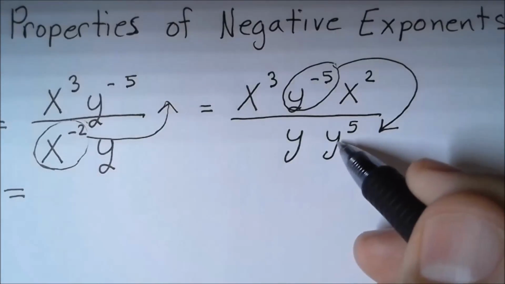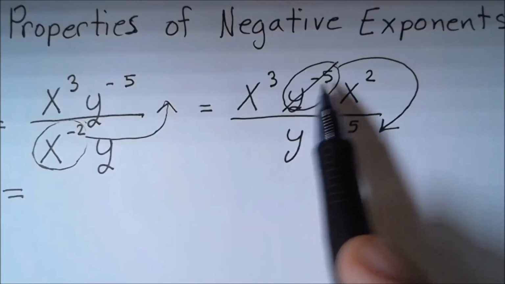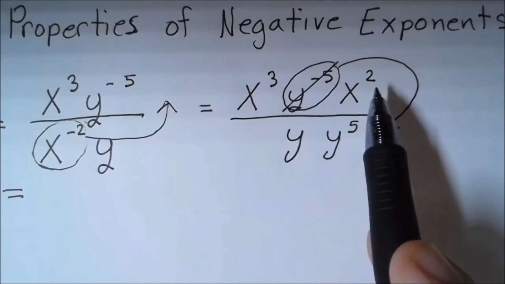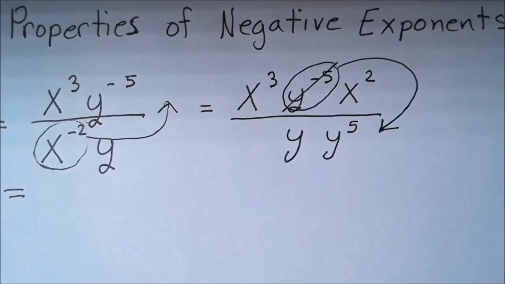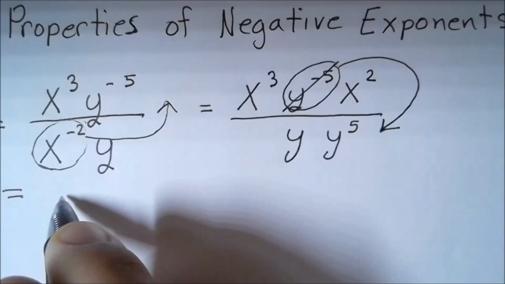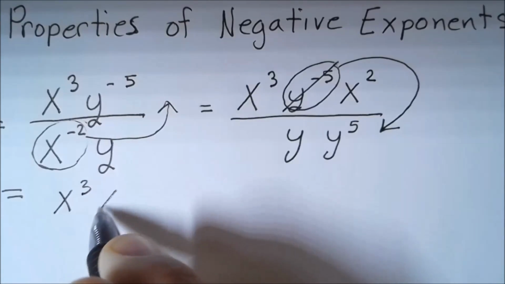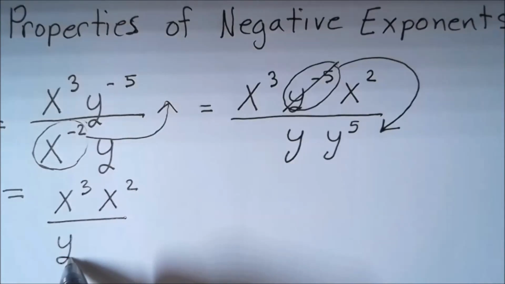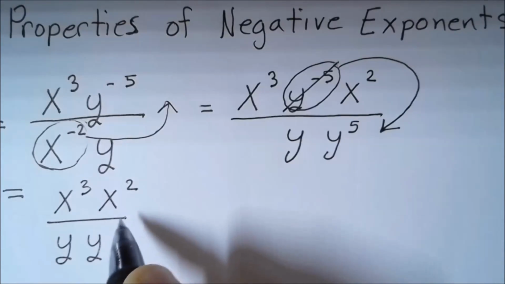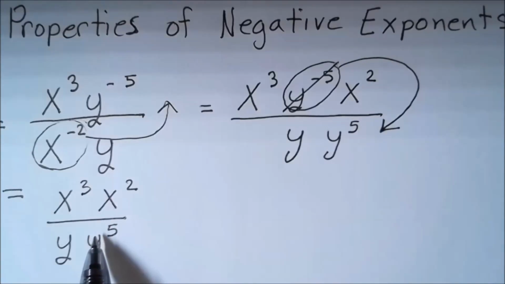You see what I did? I just moved it to the bottom, and now I can erase it. So I'm going to rewrite it, because I moved this down. My 1 was on top, and I multiplied the 1 out, and everything on the top stayed the same that was remaining. So I'm going to rewrite it down here. We now have x to the power of 3 times x to the power of 2 over y times y to the power of 5. And doesn't that look a lot better?